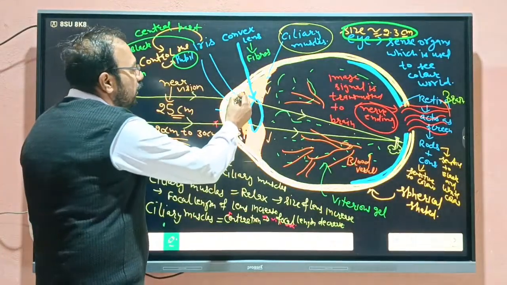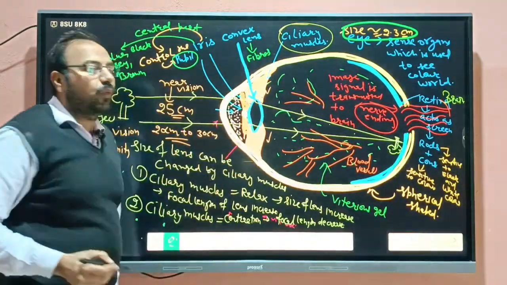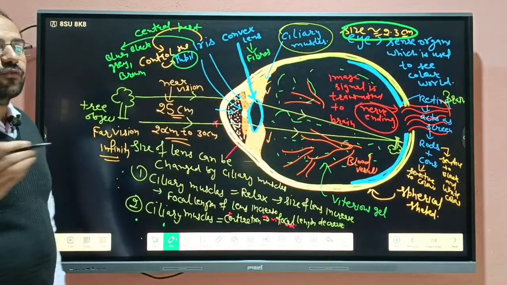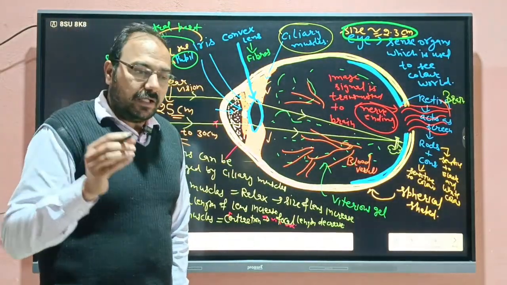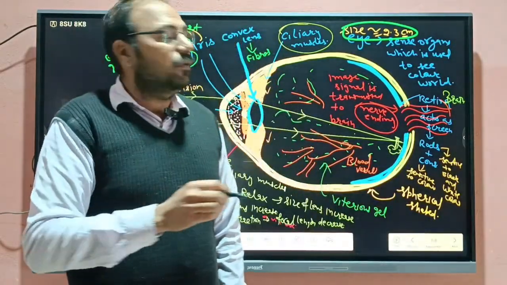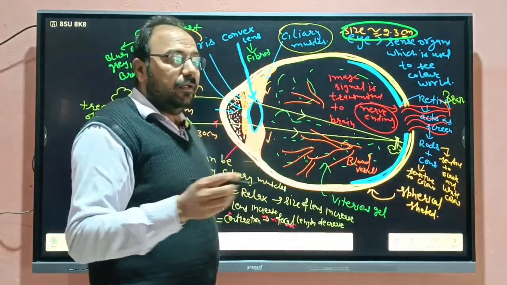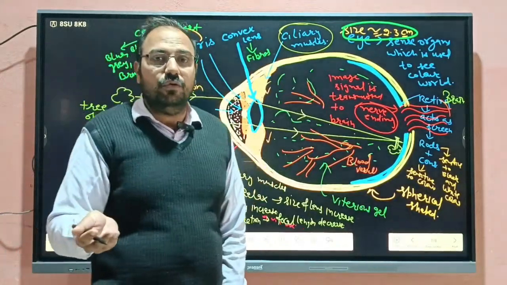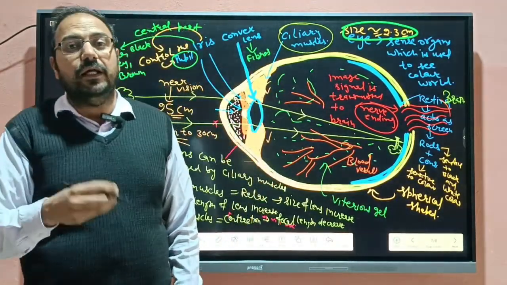And after that, this part is known as the aqueous humor. Basically, the aqueous humor contains a transparent fluid. That transparent fluid is known as water, and that is saline water. So this is used to clean the lens.